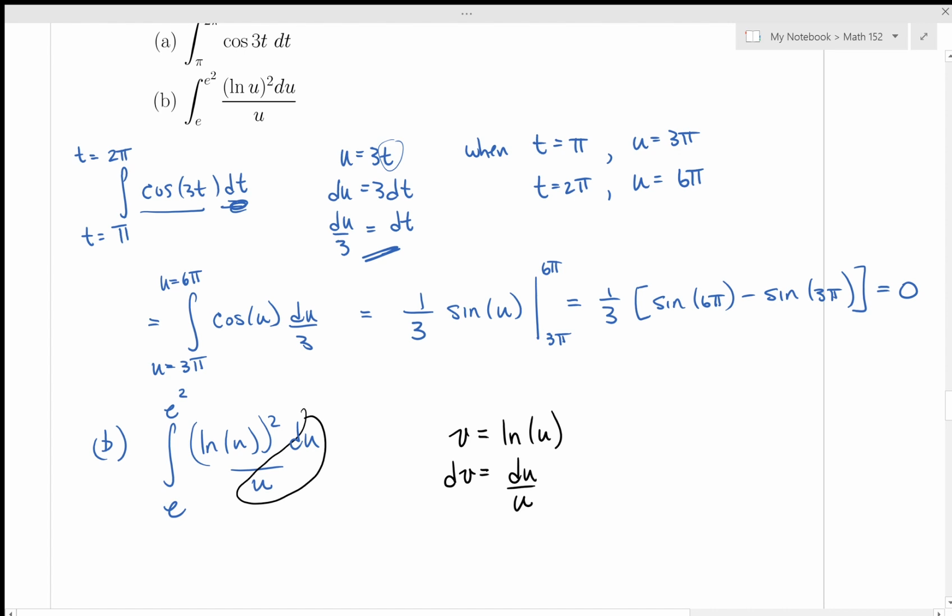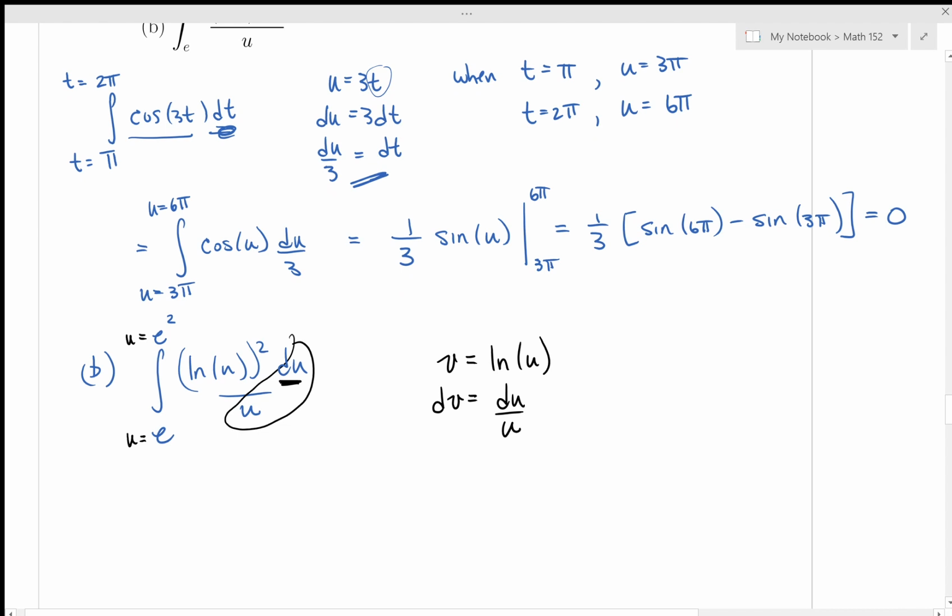Now I am dealing with a definite integral. I've got limits of integration. Because u here is the independent variable, u is going from e to e squared. You do not have to write that on. I'm just trying to emphasize what's going on here. And then I take a look. Okay, when u is equal to e, that means that v is equal to log of e, which is 1. And when u is equal to e squared, v is equal to log of e squared, which is 2.